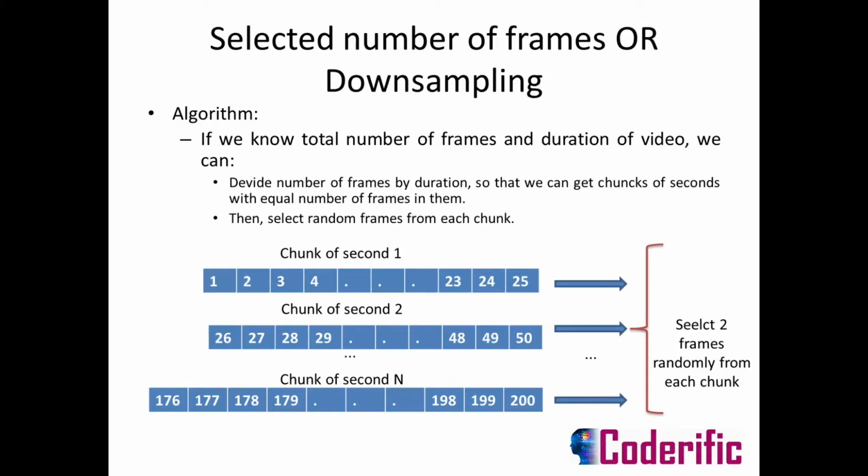So in this video, the algorithm that I am going to share with you works as follows. The idea is, if you know the total number of frames and the duration of the video, we can simply divide the number of frames by the duration so that we get chunks of seconds with an equal number of frames in them, as shown in the diagram below.